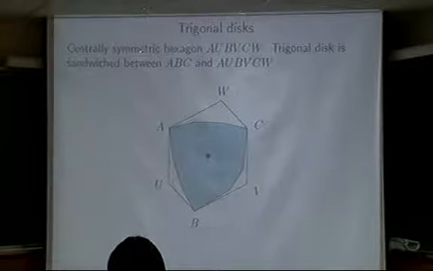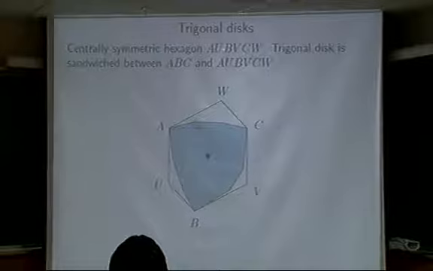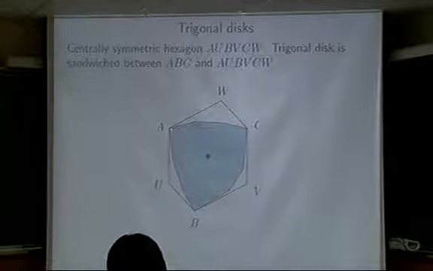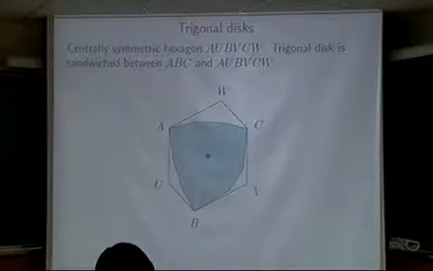So you start with a hexagon A U, B V, C W. It's centrally symmetric around the origin. So V is actually minus A, U is minus C, and W is minus B. And then the trigonal disk must be sandwiched between the triangle ABC. So it must contain ABC, and it must be contained in the hexagon. Right? So this is called the trigonal disk. And the proof is actually very elegant.